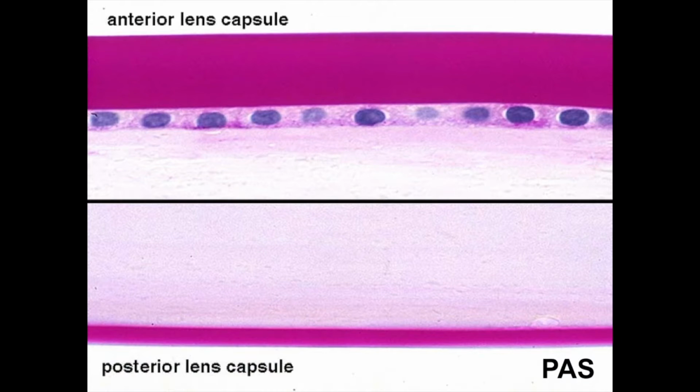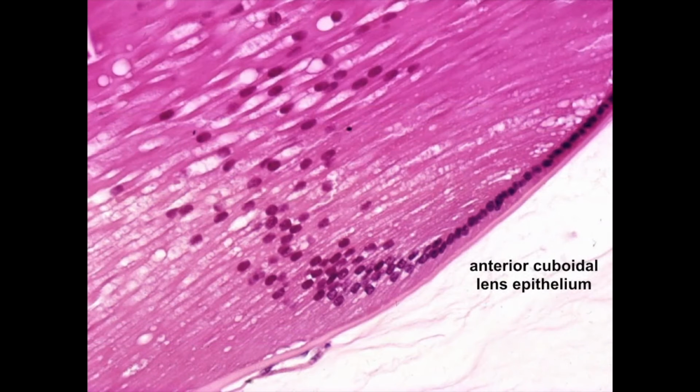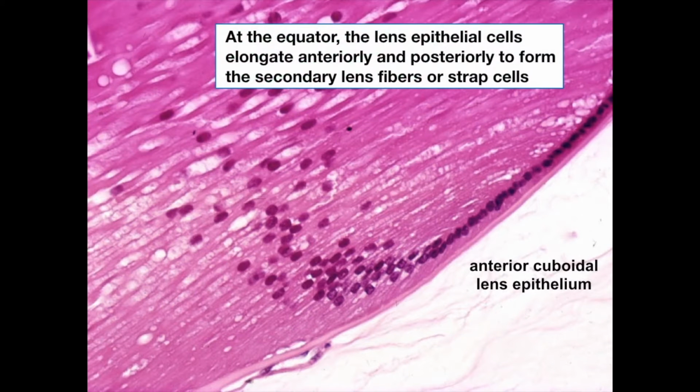The anterior capsule is much thicker than the posterior capsule, which is thinner than the diameter of a red blood cell. Near the equator of the lens, epithelial cells elongate anteriorly and posteriorly, forming the secondary lens fibers or strap cells that form the bulk of this transparent cellular structure. Here, the nuclei of the cells extend into the lens cortex, forming the equatorial lens bow. The nuclei of the lens fibers gradually degenerate and disappear, and are absent in the deeper cortex and the lens nucleus.